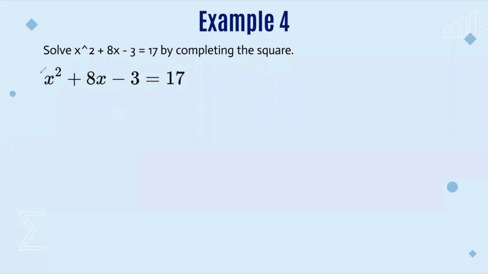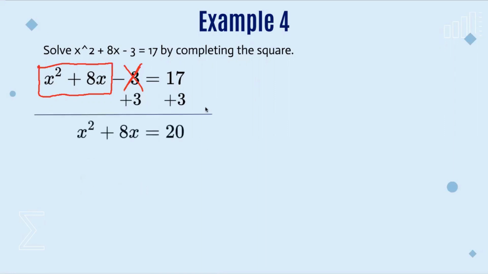The first thing you want to do is isolate this binomial right here and cancel out this c value so that you can replace it with your b over 2 squared value. So the way you would do that is you would just add 3 to both sides, and that would get rid of this minus 3 right here. So that would give you x squared plus 8x equals 20.